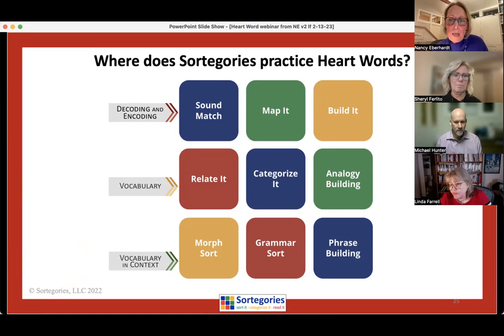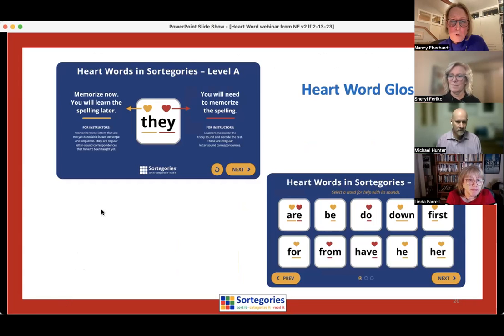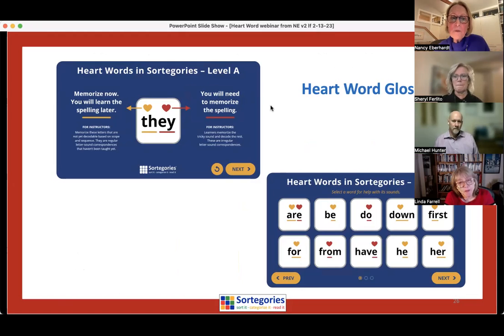And in Sortegories, in the 3 different rows of activities, we practice heart words in row 1 through the activity Map It. And again, we practice in row 3 with phrase building. And let's take a look at how that goes. First of all, we have a limited number of heart words that we work on in level A of Sortegories. And let's take a look at that. And here we go.